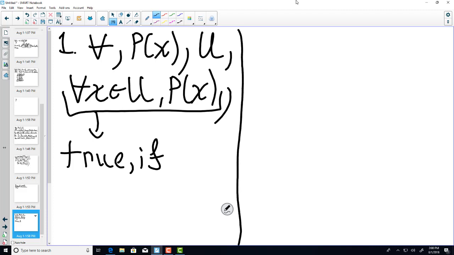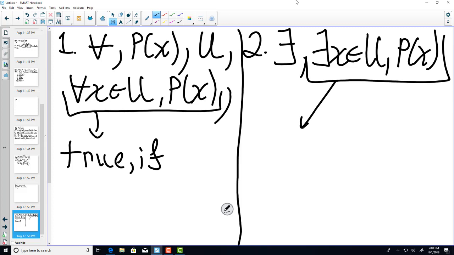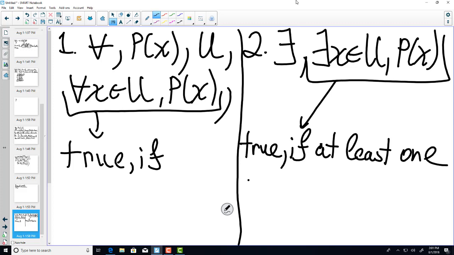The second commonly used quantifier is the existential quantifier, which has the following denotation. When we say there exists x in U such that P(x), this statement is true if we can find at least one x in U such that P(x) is true.